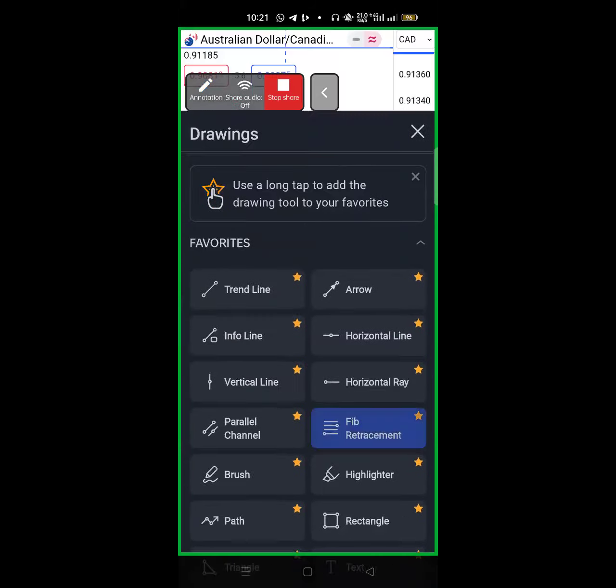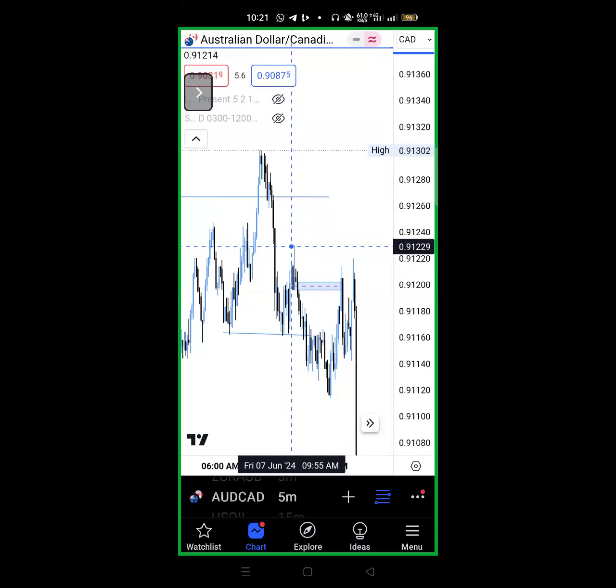I'm sorry, guys. I almost confused you. So the Fibonacci, remember, is a sell. We're looking for a downward trend. So your Fibonacci must come from the top down.